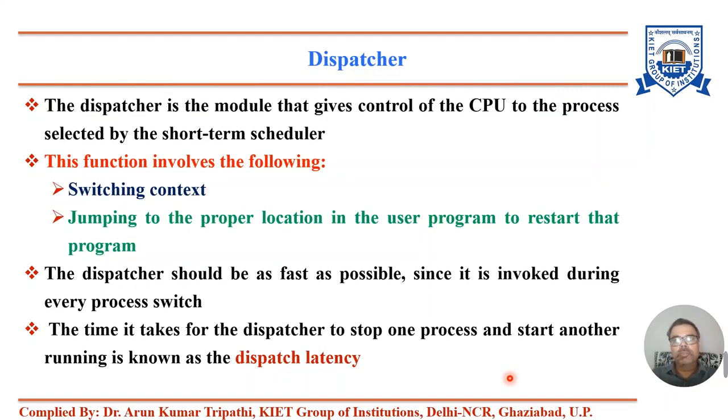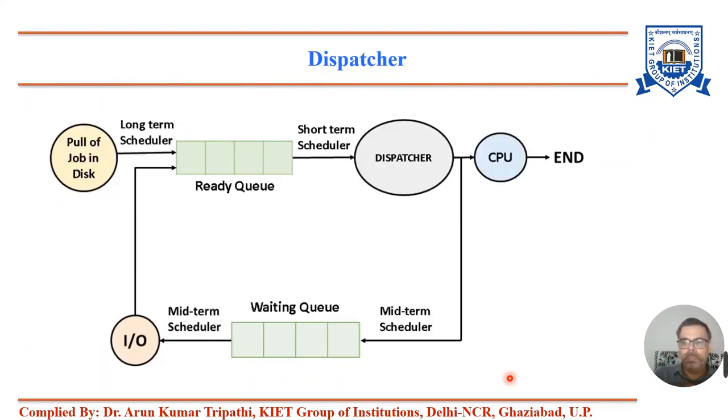Sometimes the question is asked, what is a dispatcher? We can understand this better by this diagram. A job is selected by the short-term scheduler. Now it is the responsibility of the dispatcher to hand over that process to the CPU. So after selecting a process by the short-term scheduler, the dispatcher gets activated.